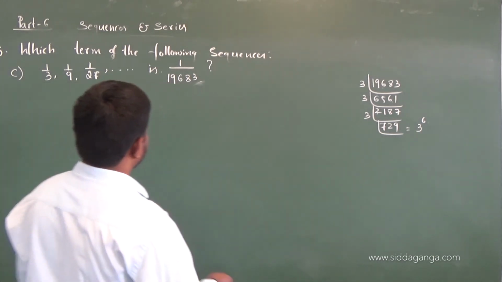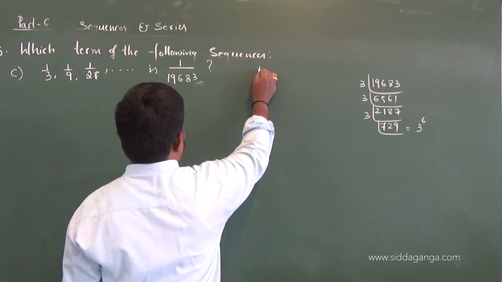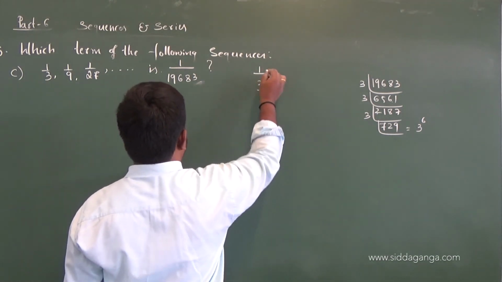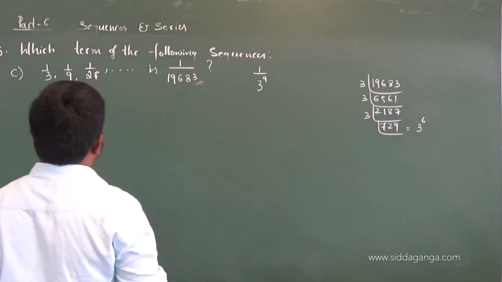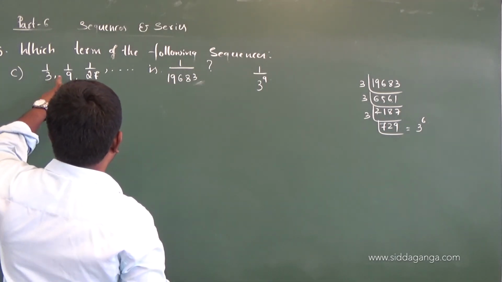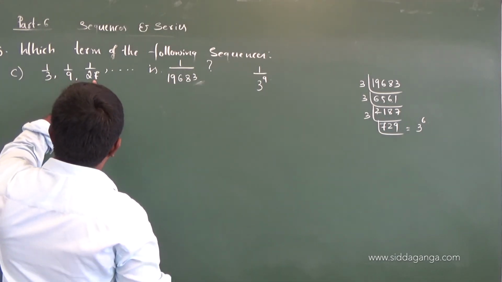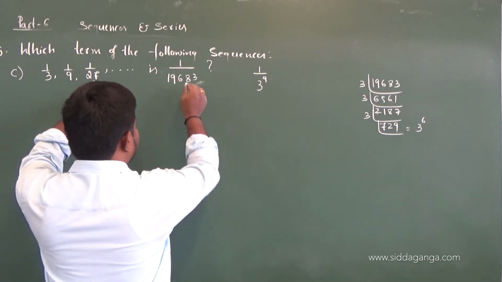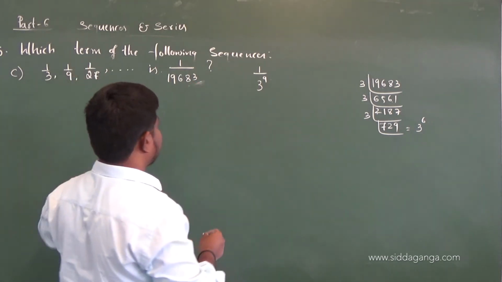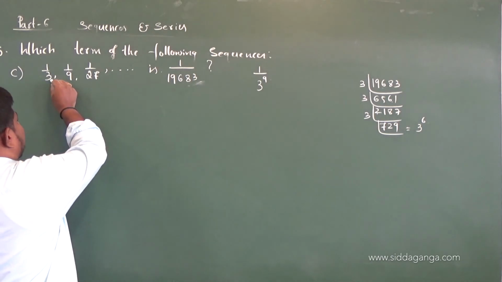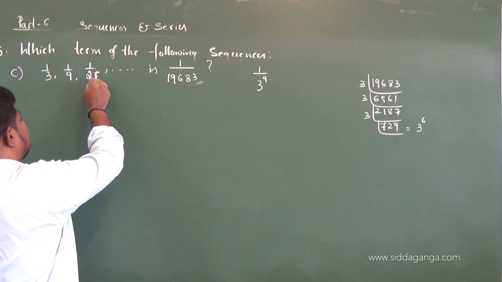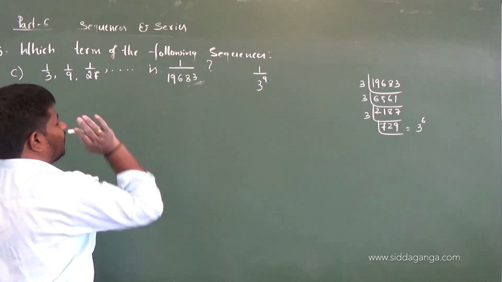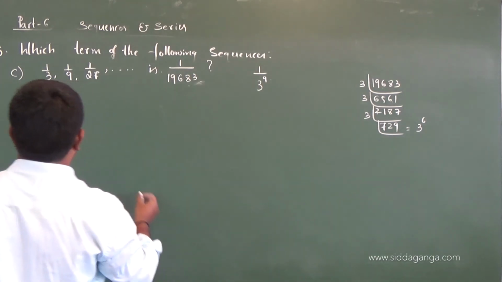So you can easily write 1 by 3 power of 9 is the what? If it is first term, if it is second term, if it is third term, then this will be the ninth term of the sequence. That's it. Because for first term we have 3 power of 1, second term 3 power of 2, third term 3 power of 3, so ninth term 3 power of 9. That's it. So R I can find by using A and R.